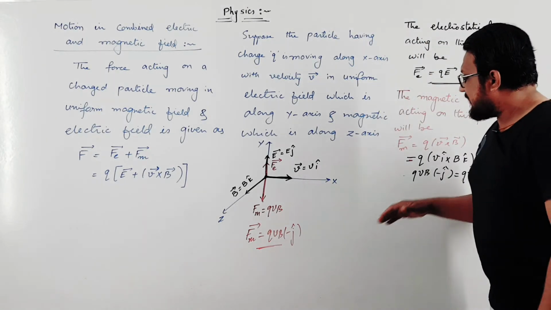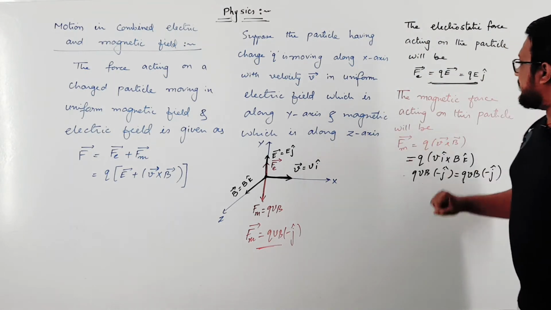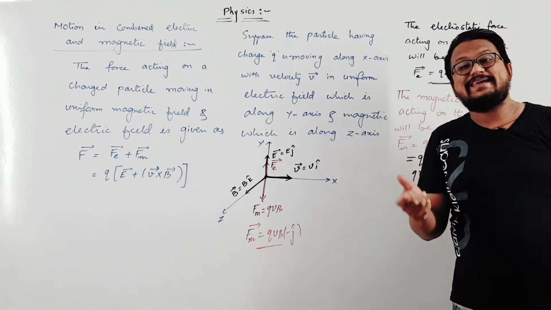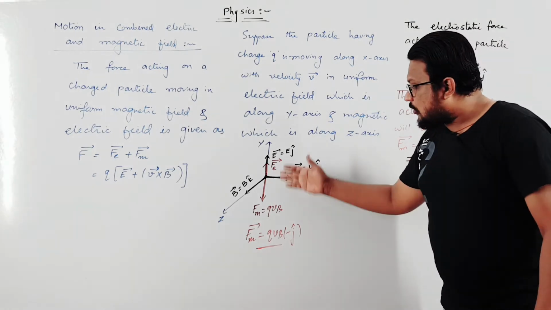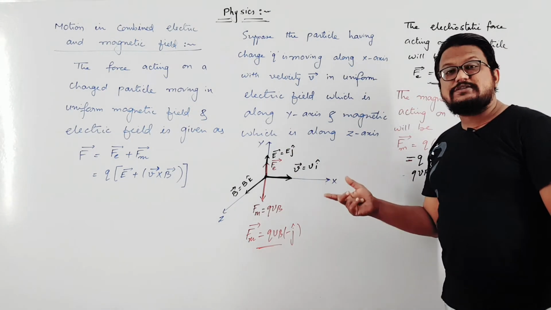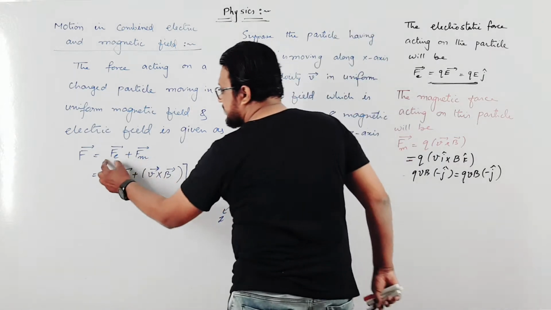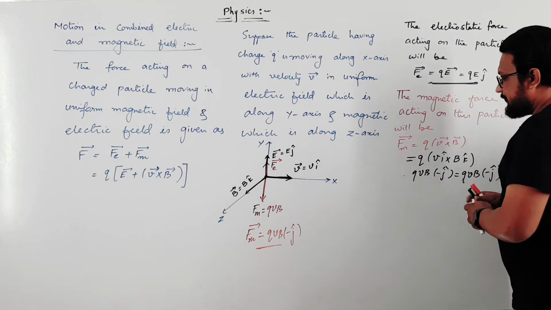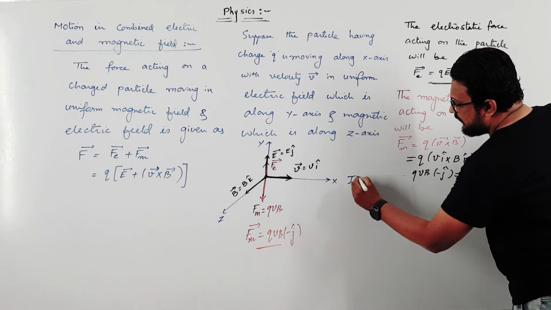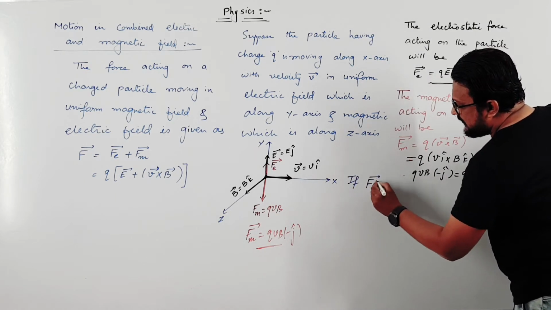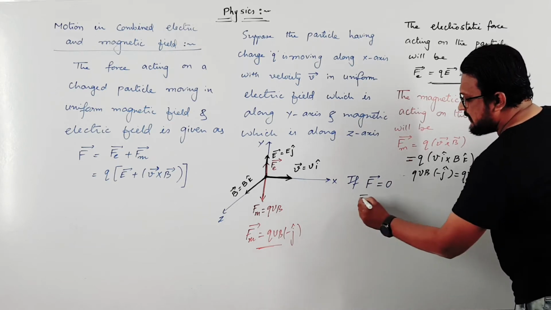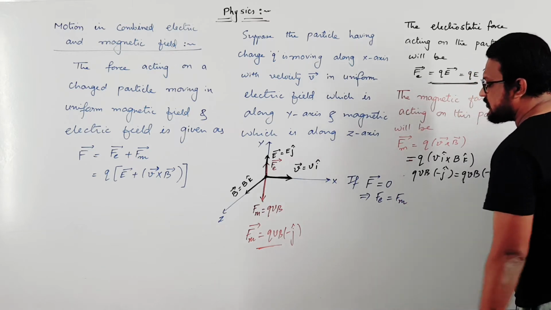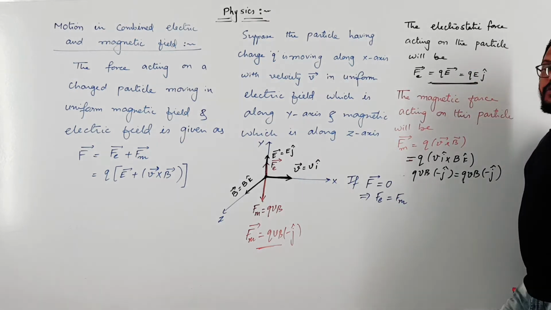two forces, let us say this force Fm and Fe, that is QE and QVB, are equal in magnitude, of course they are opposite in direction, right? So if both these forces are equal in magnitude, then if you add these two, the resultant will be 0, right? So it means that if F is equal to 0, this implies that Fe will be equal to Fm. Both these forces must be equal in magnitude and opposite in direction.